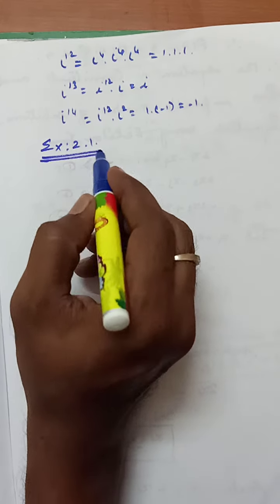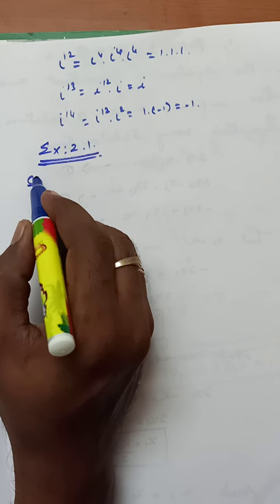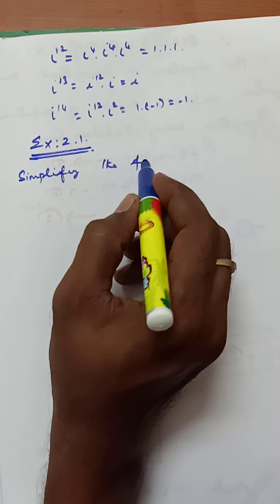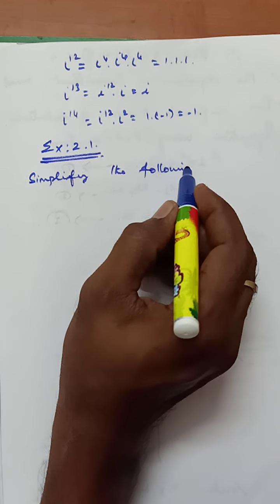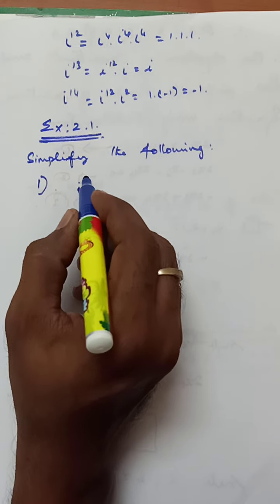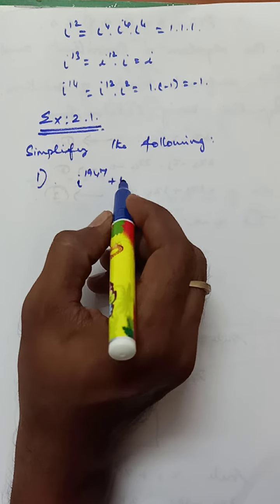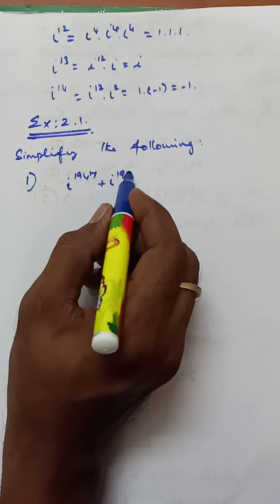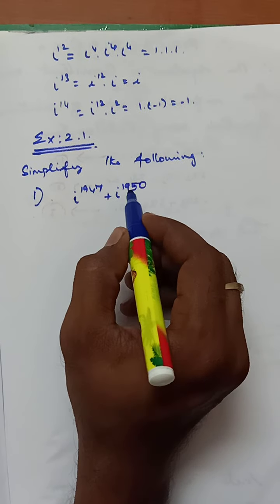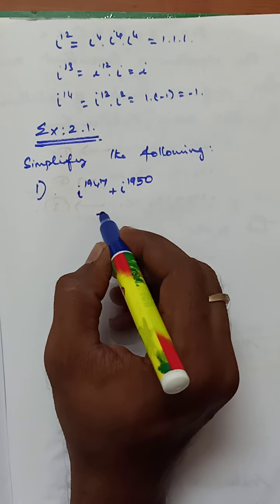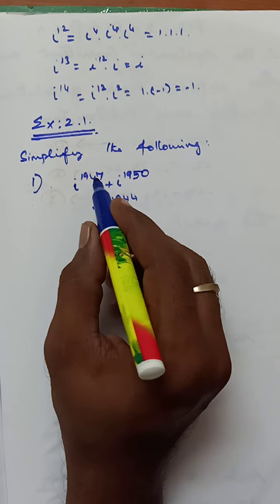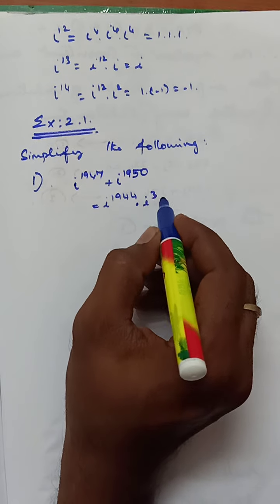Exercise 2.1. You have to simplify the following. Your first one: i¹⁹⁴⁷ + i¹⁹⁵⁰. How can we rewrite this? This is nothing but i¹⁹⁴⁴ is a multiple of 4, so for the remaining 3 you have i³ plus, like that.